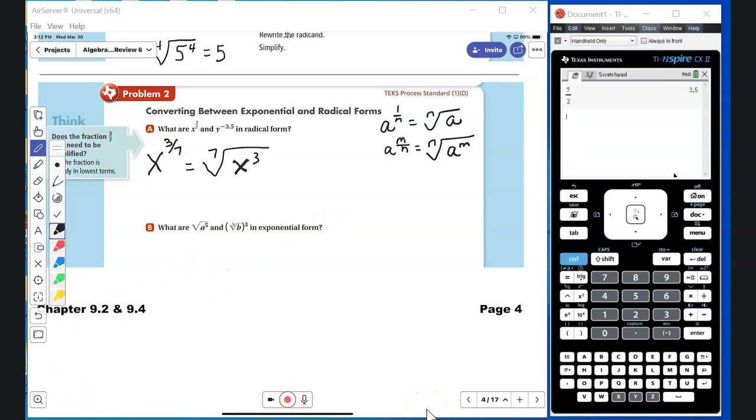We are going to convert y to the -3.5 power. Let me write it as a fraction. We have y raised to the -7 over 2. Why 7 over 2? Because 7 over 2 is 3.5. Remember, the negative means I'm going to get the reciprocal. So you have 1 over y to the 7 over 2. So what we have here is y to the 7th, and then you get the square root.